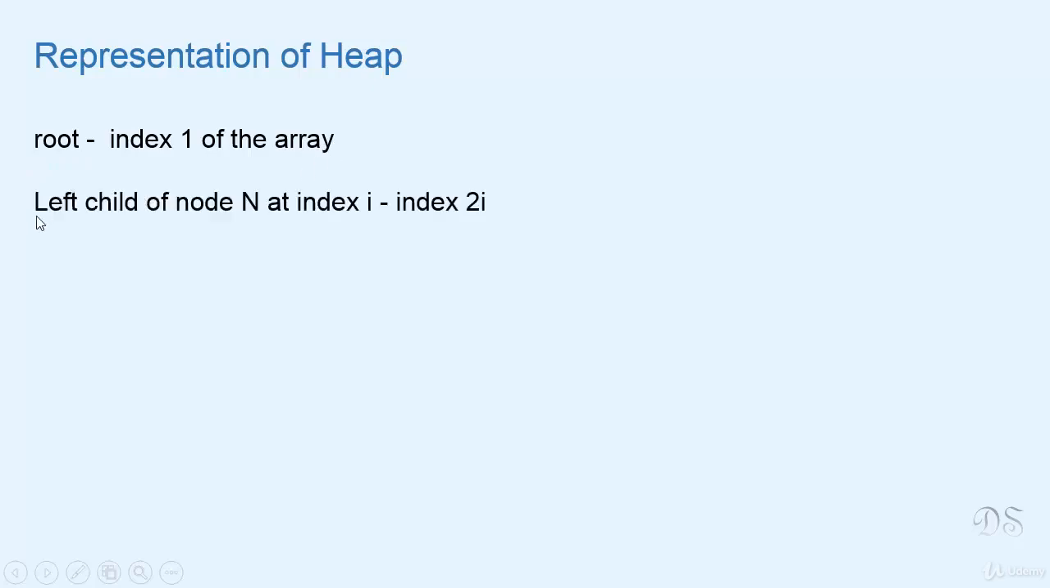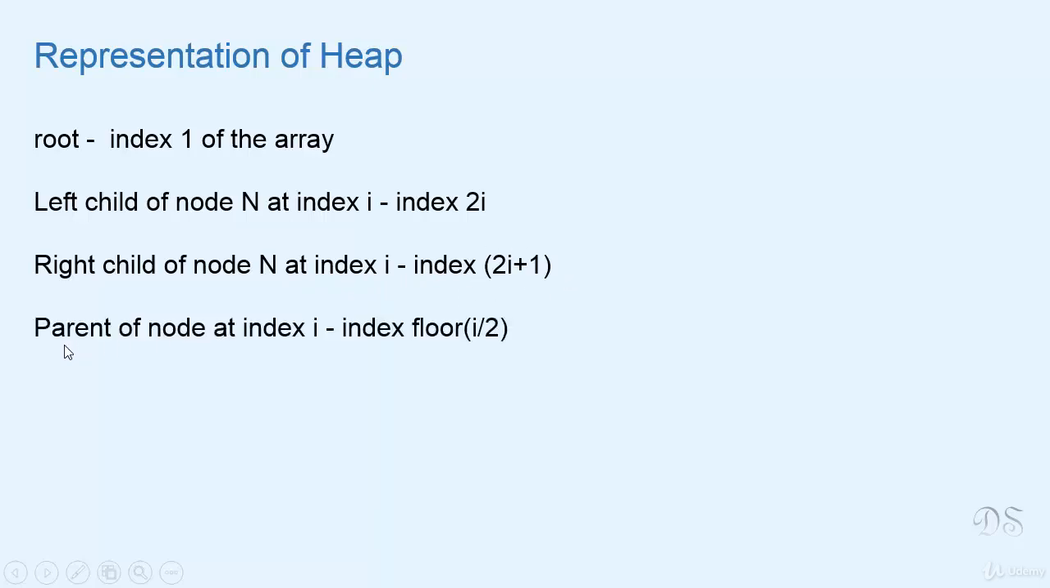In sequential representation, we take a one-dimensional array and store the root of the tree at index 1 of the array. The left child of a node that is at index i is stored at index 2i of the array. The right child of a node that is at index i is stored at index 2i plus 1 of the array. And the parent of a node that is at index i is stored at index floor of i by 2.